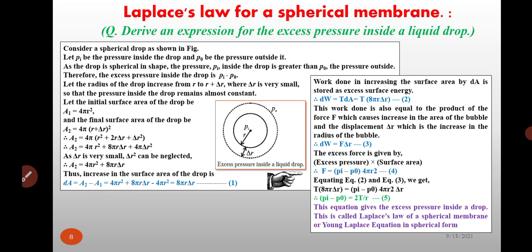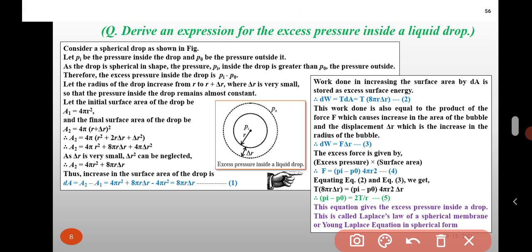Next topic, Laplace law for a spherical membrane. Consider a spherical drop as shown in the figure. Let Pi be the pressure inside the drop and P0 be the pressure outside it. As the drop is spherical in shape, the pressure Pi inside the drop is greater than P0, the pressure outside. Therefore, the excess pressure inside the drop is Pi minus P0.